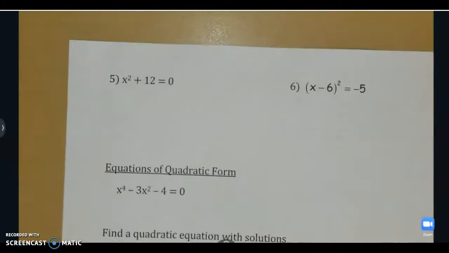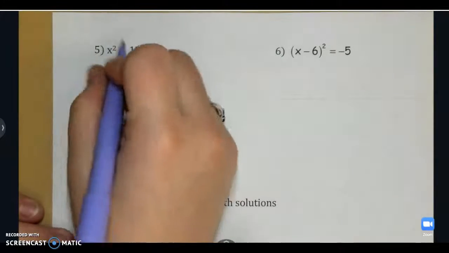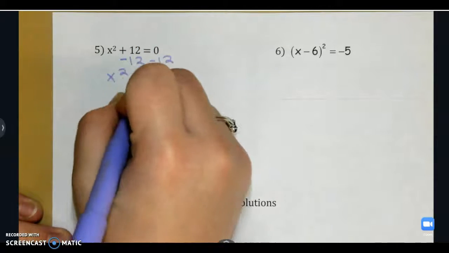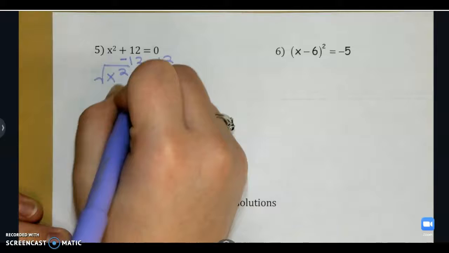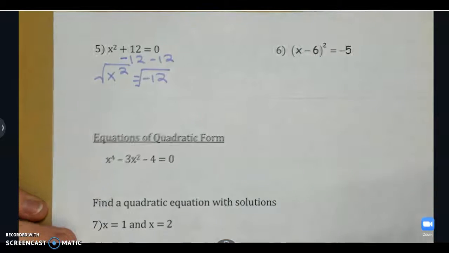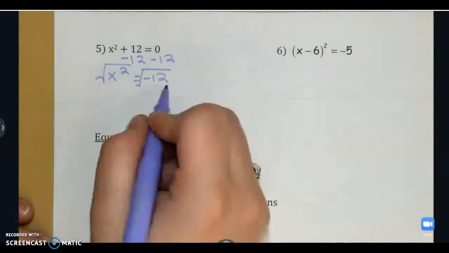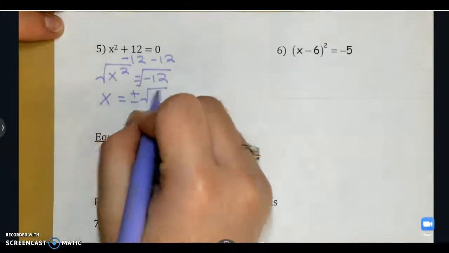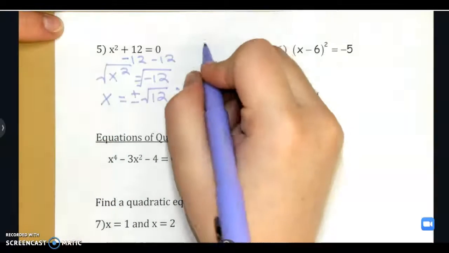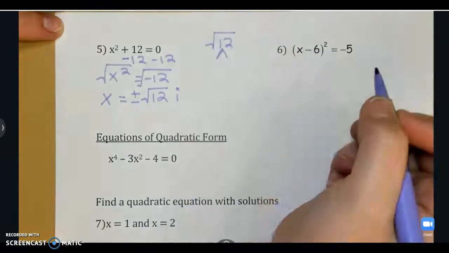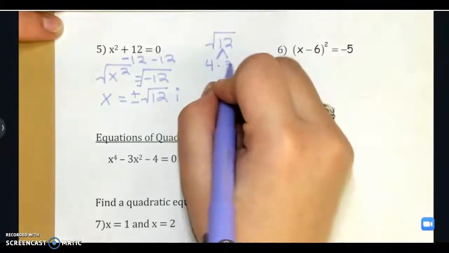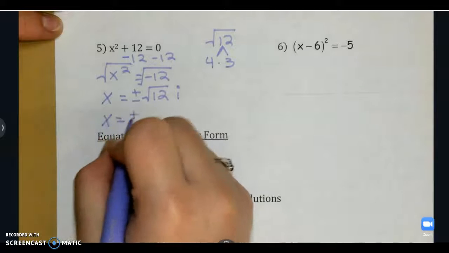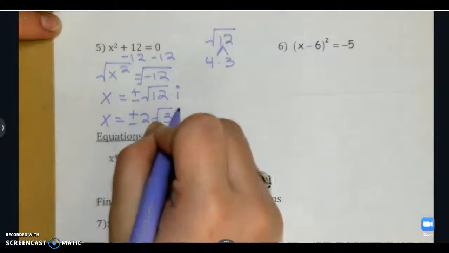Couple more examples. On number 5, I need to get my square by itself, so I'm going to subtract 12. And then I can square root both sides, and I'm taking the square root of a negative. So we need to rewrite this in i form. So that's going to be plus or minus the square root of 12i. Now 12 is not a perfect square, so I need to find factors that are, and that's going to be 4 times 3. So I can take out the square root of 4, and the 3 stays inside the radical.